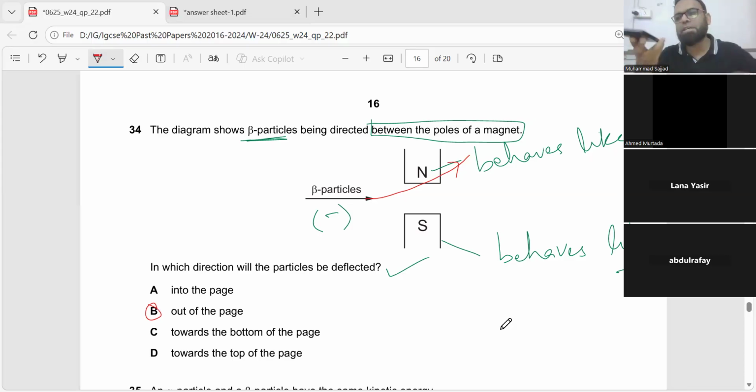So this is the page. Calculator is the page. North is here, south is here. So going towards north, north is at the top of the page. It means beta particle is deflected out of the page. So we will choose what? For 34, we will choose option B.